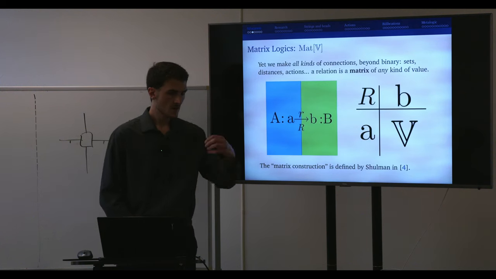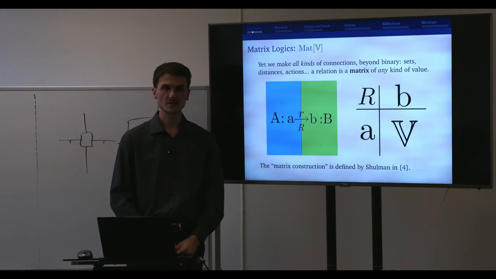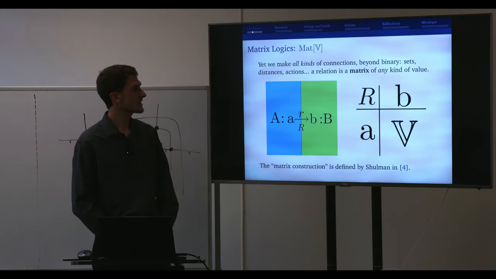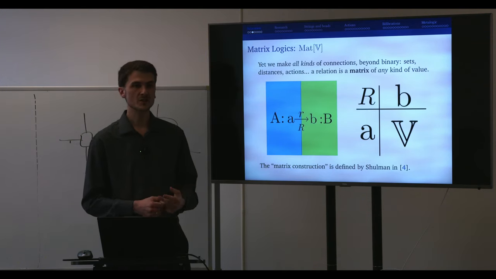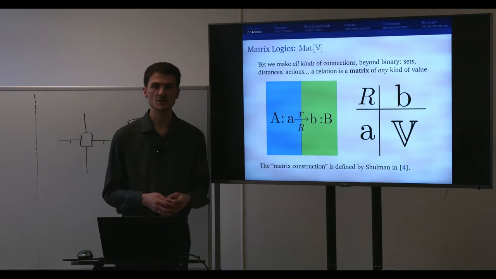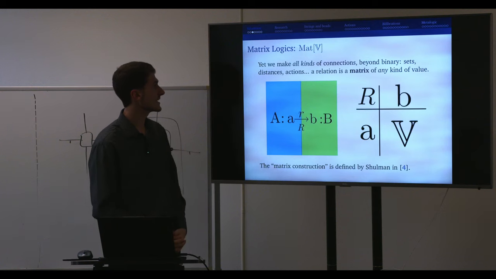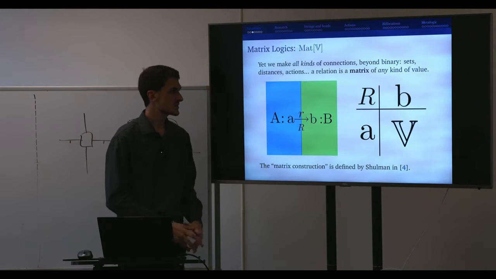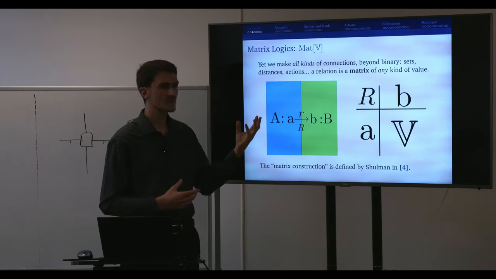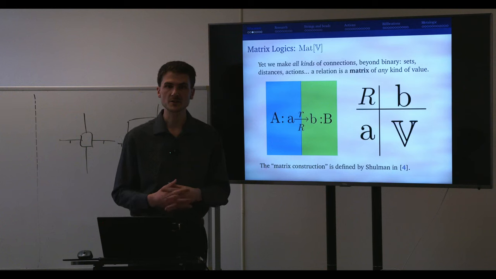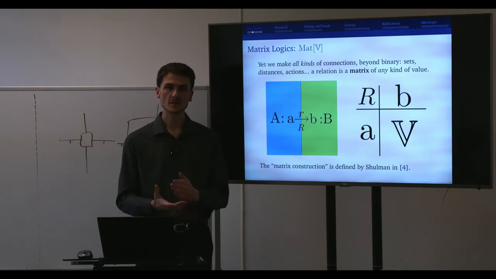This expands because we make all kinds of connections. A relation can consist of more than just yes or no. A relation could be a distance between things or a set of ways between things or actions or all kinds of things. So there's this natural generalization that once somebody's familiar with a relation as a matrix of truth values, then you can say, what if we filled that matrix with other kinds of values?